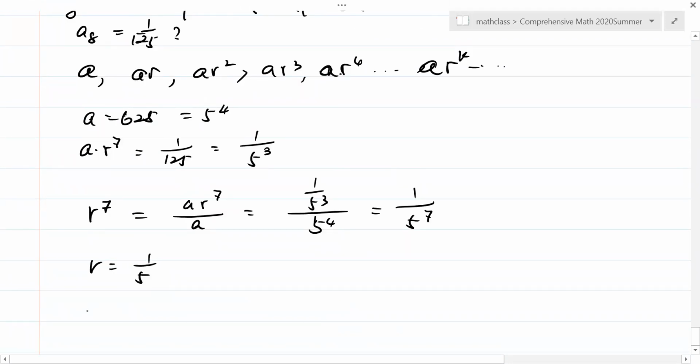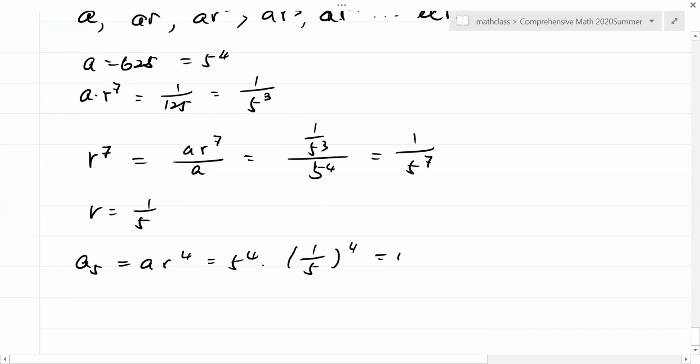Then you can figure out what the fifth term is. The fifth term is a times r to the fourth power. A is 5 to the fourth power, and r is 1 over 5. That's going to be what? Okay. So you can get a general term, because after determining r and a, you can get all the terms.